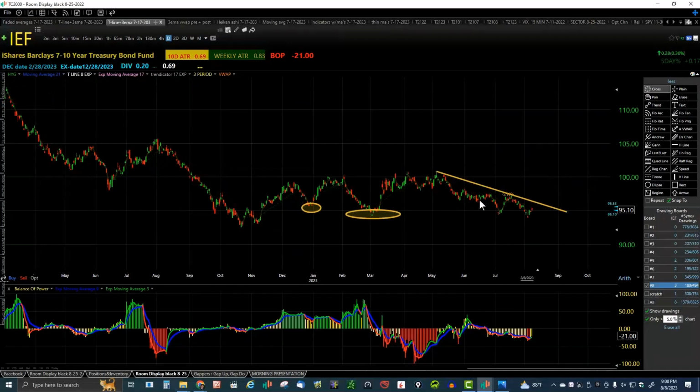Watch this for a possible inverse head and shoulders as well. That's IEF. XLB.